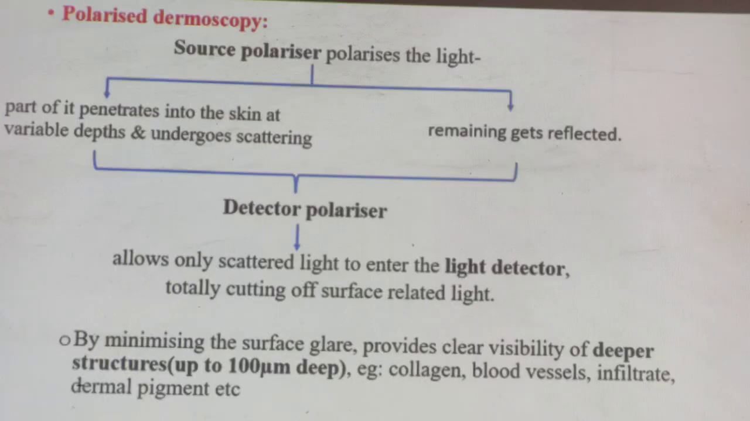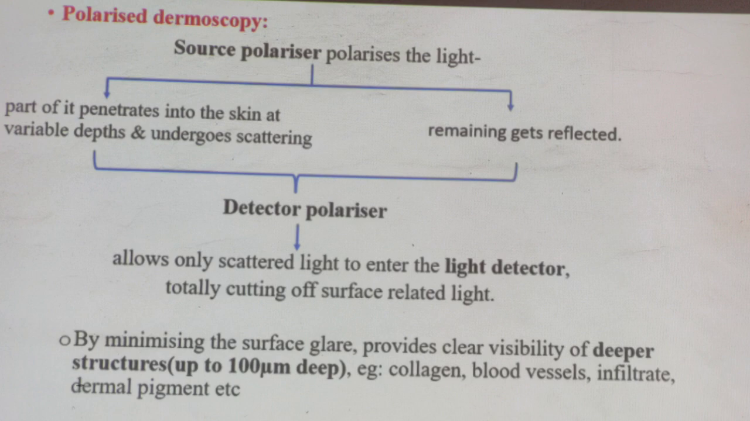Next is briefly about polarized dermoscopy and non-polarized dermoscopy. In polarized dermoscopy, it has a source polarizer, detector polarizer, and light detector. The source polarizer polarizes the light. A part of it penetrates into the skin at variable depths and undergoes scattering, and the remaining gets reflected. The detector polarizer allows only scattered light to enter the light detector. So it totally cuts off the surface-related light. So by minimizing the surface glare, it provides clear visibility of deeper structures up to 100 micrometers deep. For example, collagen, blood vessels, infiltrates, dermal pigments, etc.